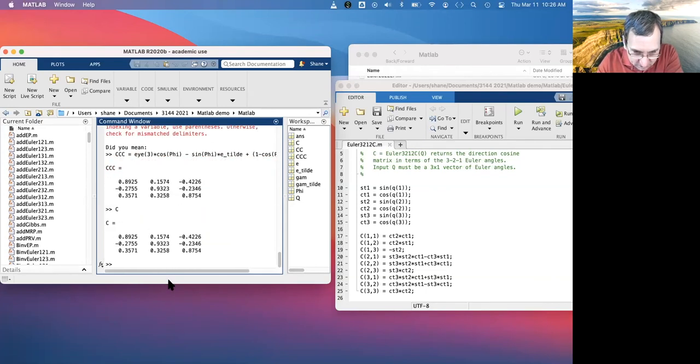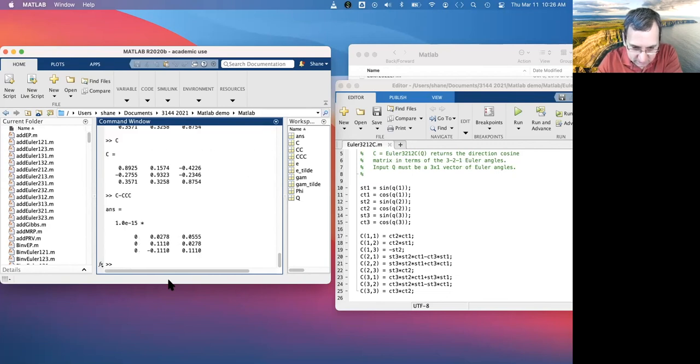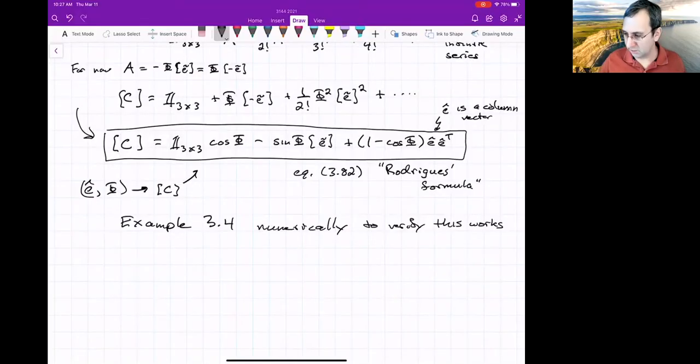Okay, compare with C. Looks the same. Okay, C minus CCC. Yeah, machine precision. So that's 10 to the negative 15. That's numerically a 0. Okay, so it all works. We checked it out. That's nice. Plus, you got a little tutorial on using MATLAB. Might be useful. All right, so we showed that this works, and that's good.